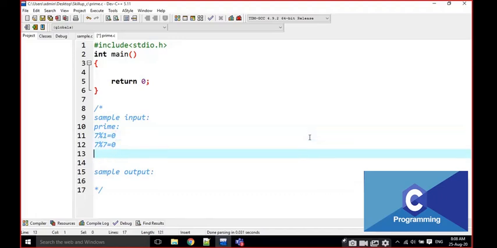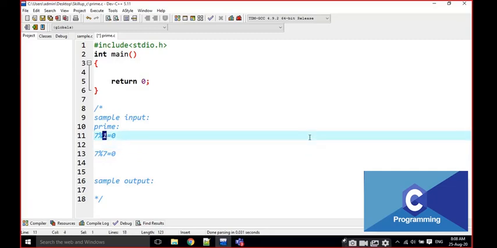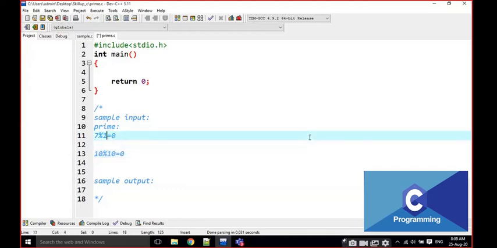For a number, if there are exactly 2 factors, one and itself, then it is called a prime number. Then first of all, I am going to start at the number 1, and I am going to stop at the last number. For example, if I check the number 10, the last number is 10 only. Every time I have to start at 1 and stop at this number.